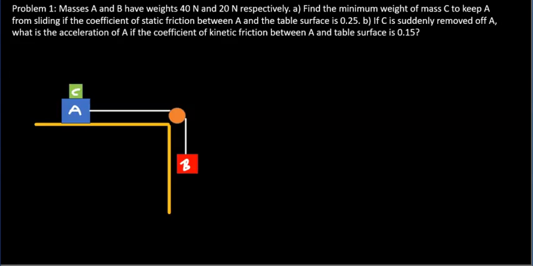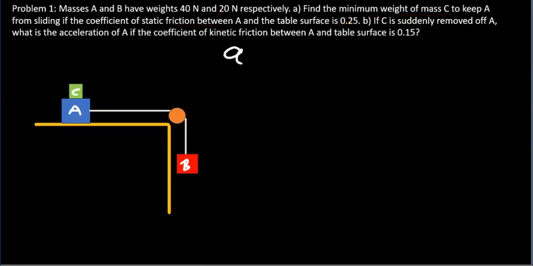Let's begin with the following problem on static and kinetic friction. Masses A and B have weights 40 newtons and 20 newtons respectively. Find the minimum weight of mass C, which is resting on A, to keep A from sliding if the coefficient of static friction between A and the table, so that is the surface between A and the table, is 0.25.